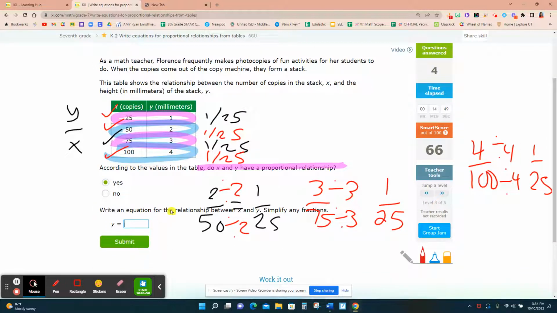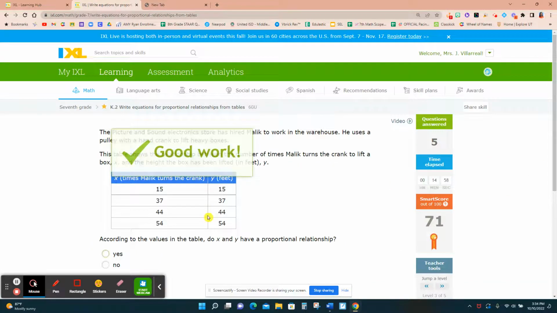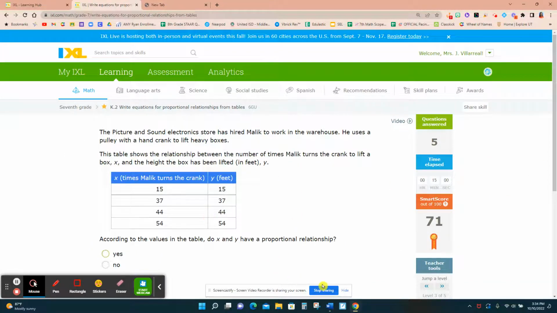And then what is going to be the equation? Well, 1 out of 25, 1 out of 25 with x. And there you have it. That's exactly how we're going to do this lesson.